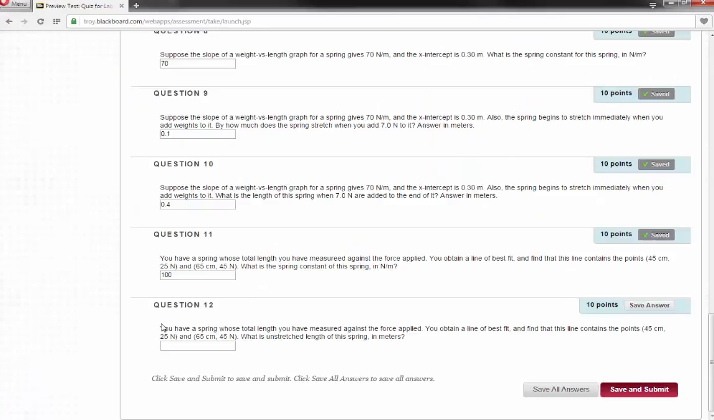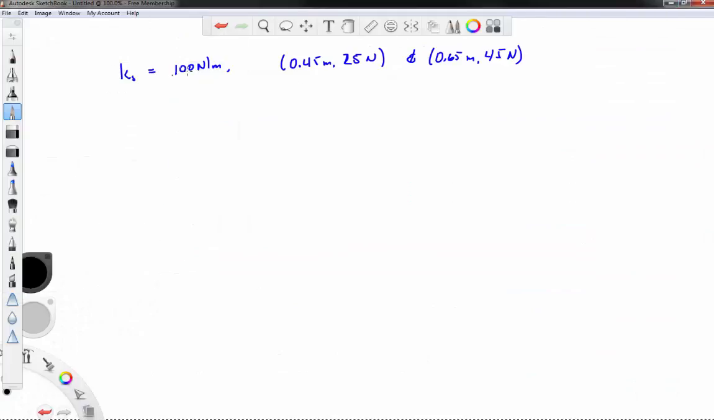Okay, so now let us turn to the last problem on this quiz. It basically starts off the same as question 11, and the question that it actually asks then is what's the unstretched length of the spring in meters. So we're told this, and then we're told this, and basically what we need to do here, well, I've written out again the spring constant and 2 points on the line.